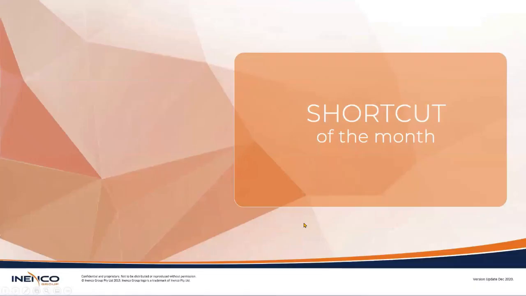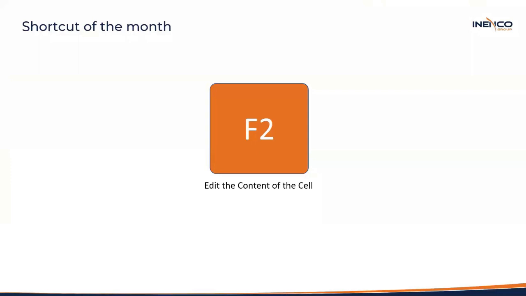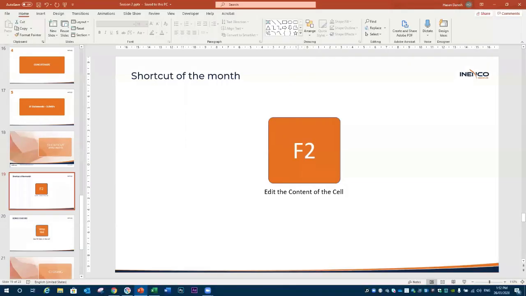Okay, so we've done ifs and now is the time for our shortcut of the month. Last time around our shortcut was F4. F4 was used for formatting. It repeats the last function that we did. And this time around our shortcut of the month is F2. Now, why have I chosen this one?